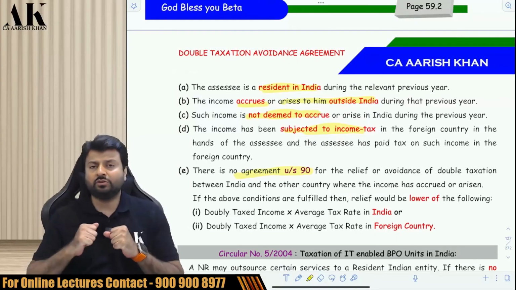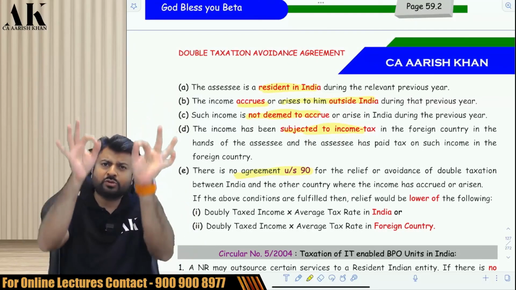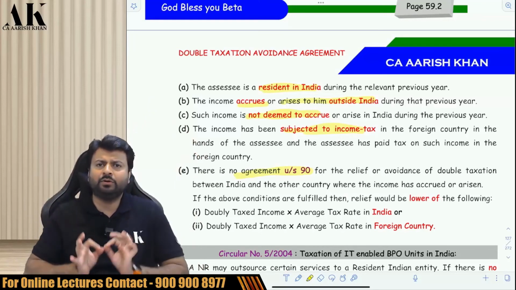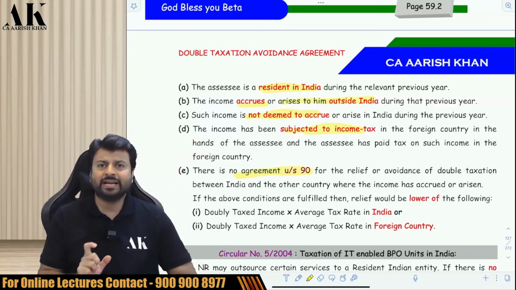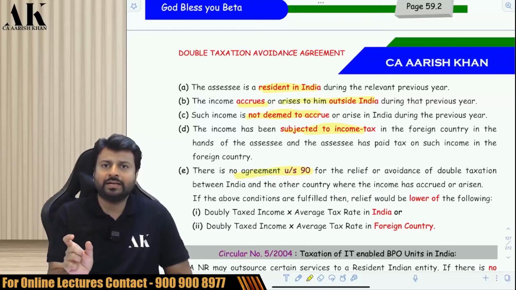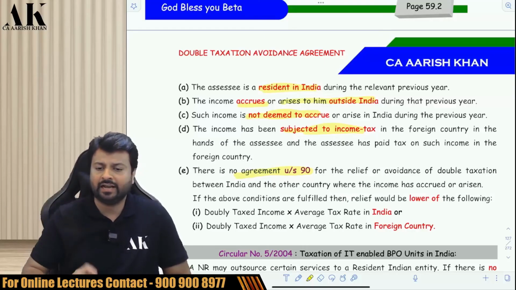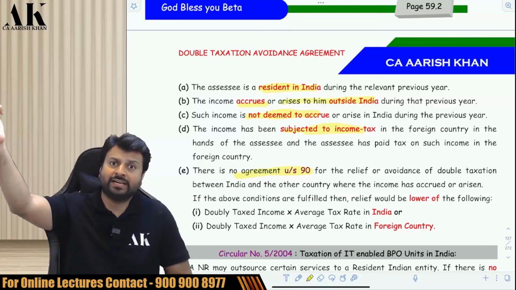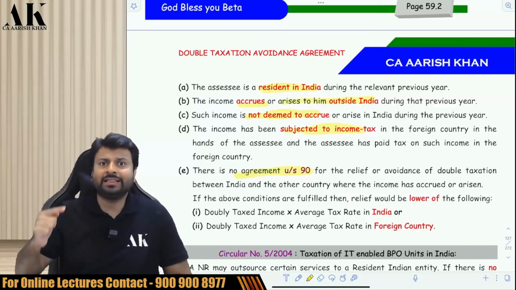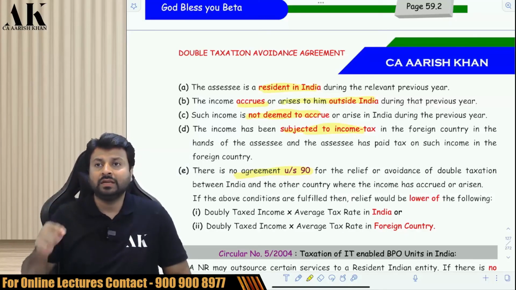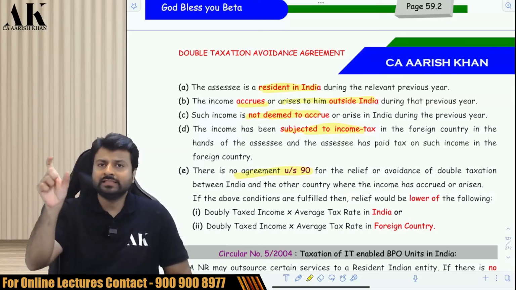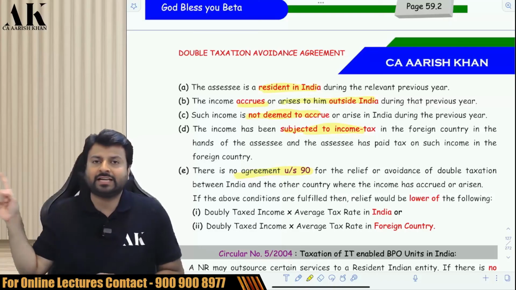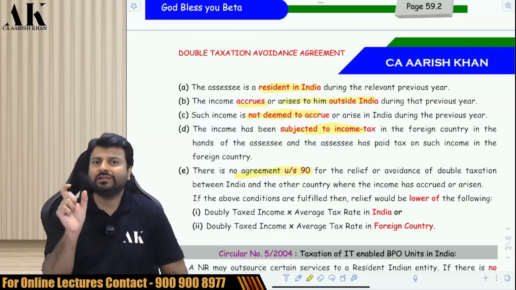In that case, what are you supposed to do? You are supposed to include all the incomes, Indian income and foreign income, take Chapter VI-A, and compute tax. Once tax has been arrived at, take tax divided by total income, and you will get the average tax rate in India. Keep that aside. Then see what the average tax rate in the foreign country is. Compare that with the average tax rate in India. Whichever is lower, select that.